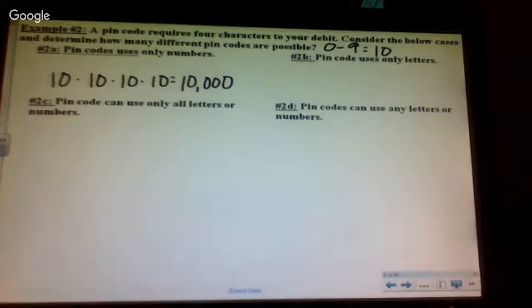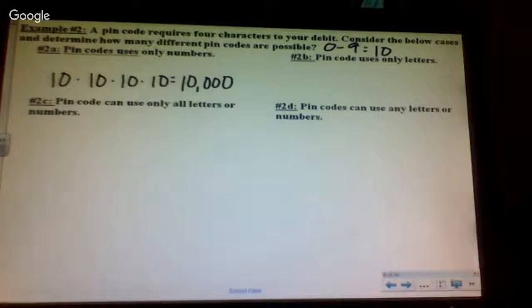I already know that. But think about it. There's how many people in this world? How many pin codes are actually exactly the same as yours? It's going to take a while, but it's not impossible. 10,000 is not that much. It's not impossible.